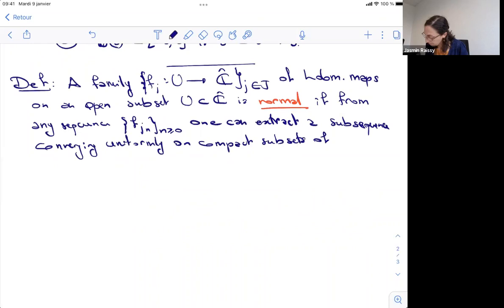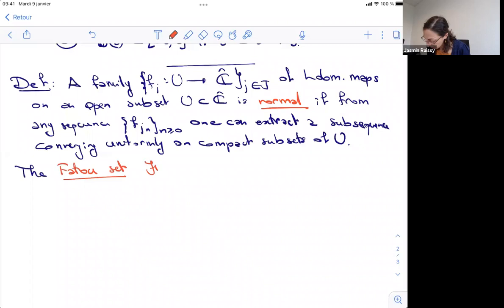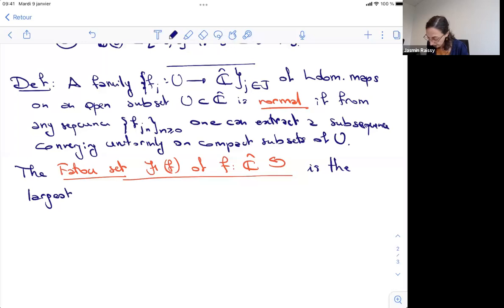So when we use normal families, we're going to be able to define the Fatou set. The Fatou set of F, a rational map from the Riemann sphere to itself, is simply the largest open set in C hat where the family of iterates is normal.